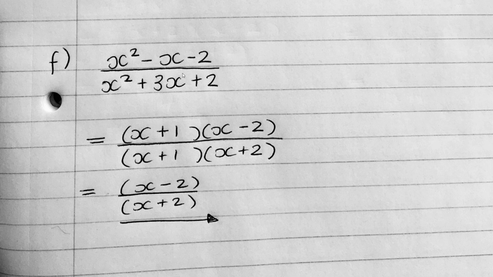And then the one at the bottom, I've got a positive last term, so I'm either going to have 2 pluses or 2 minuses in my brackets, and I have to add the factors. So factors of 2 that when you add them, you get 3. 1 plus 2 gives me 3. Right, so then the x plus 1's will cancel, and I'm just left with x minus 2 over x plus 2. You can't cancel because they're totally different brackets.